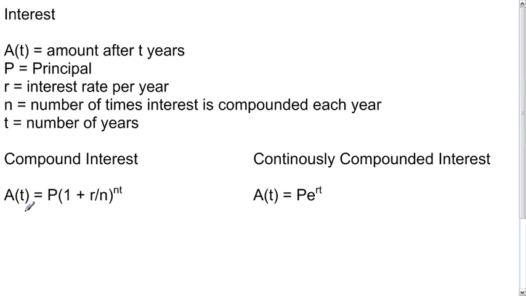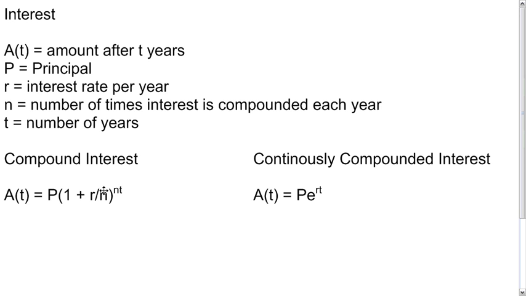So for compound interest, the amount that you have will be equal to the principal times 1 plus rate over number of times it's compounded, times the number of times it's compounded times the number of years, or to the power of that. So this should look familiar.